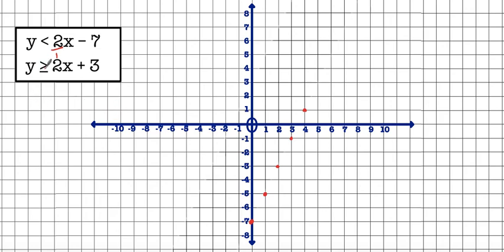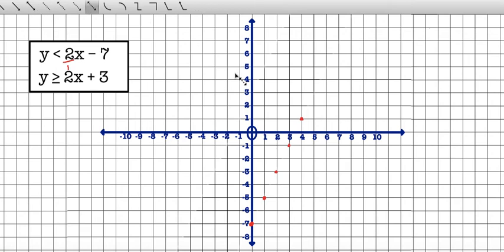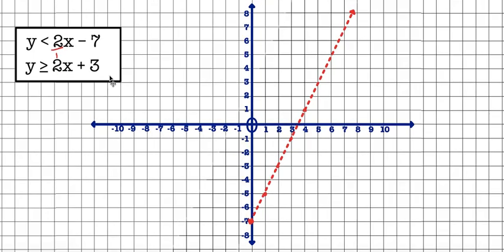And because here we have y is less than, our line is going to be dashed. So before we move on, we're going to see which side we should shade. So the easiest coordinate that we could use is 0, 0. Unless the line is on 0, 0, then we have to pick a different coordinate. So y is less than 2x minus 7.